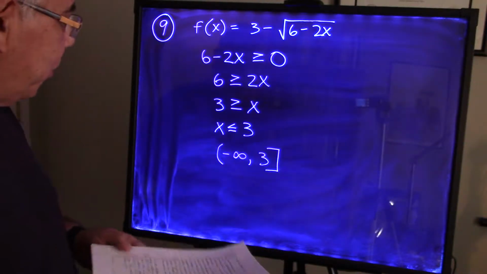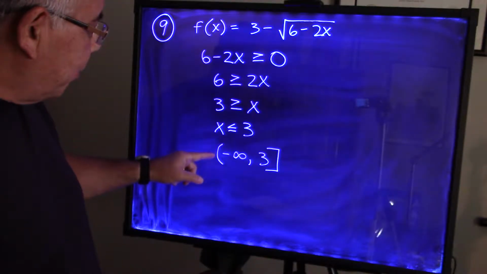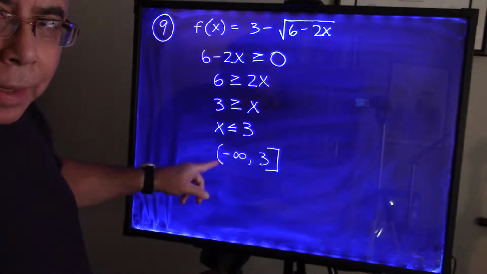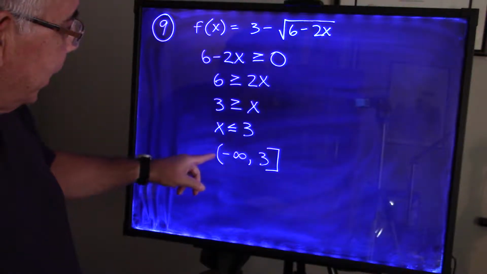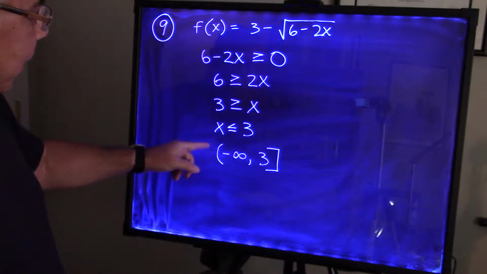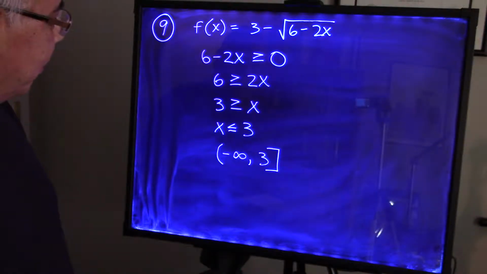So remember, whenever you use this interval notation, use parentheses next to infinity or negative infinity, because infinity or negative infinity are not real numbers. They're not numbers, all right? So that's not included in this interval, so you put the parentheses next to it.